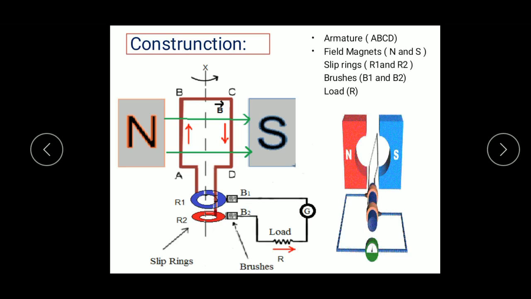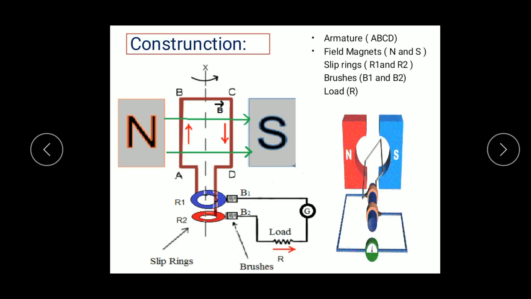These are the two hollow metallic rings which are connected to the ends of the armature coil, and these rings rotate with the rotation of the coil. Now the third one is about slip rings, and the next one is about the brushes B1 and B2.